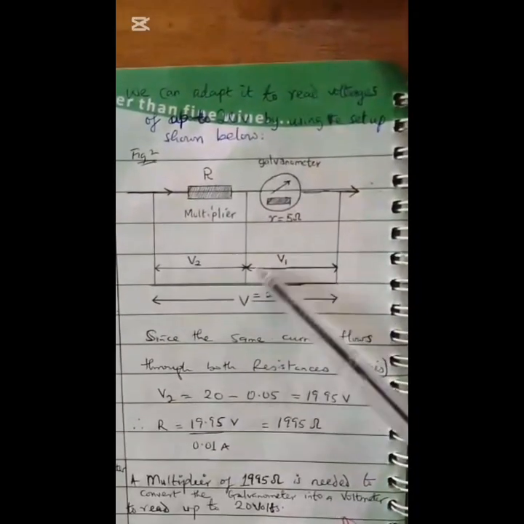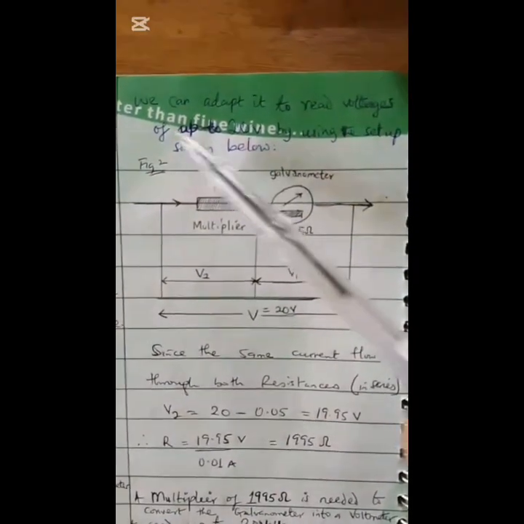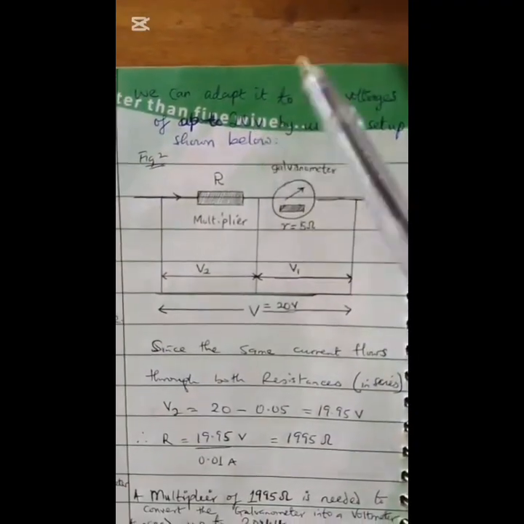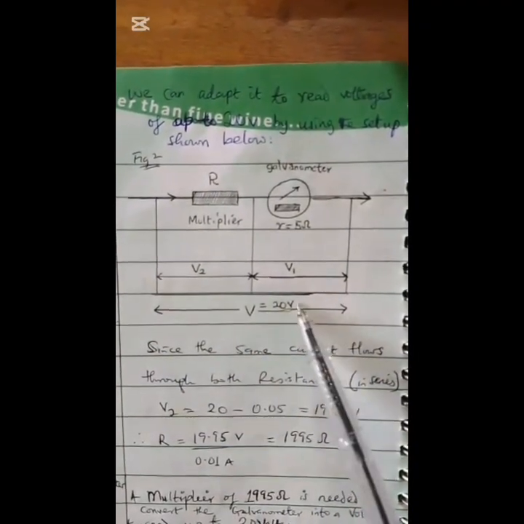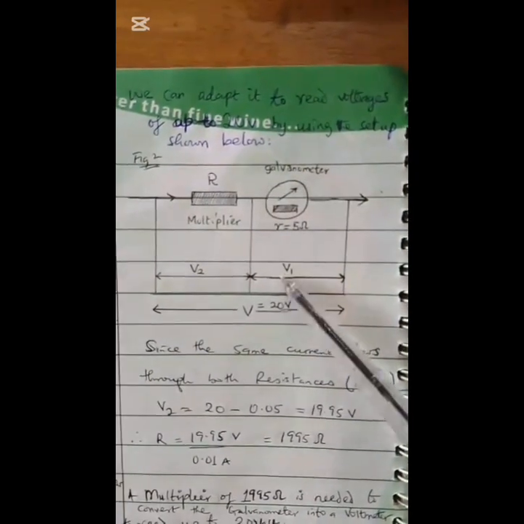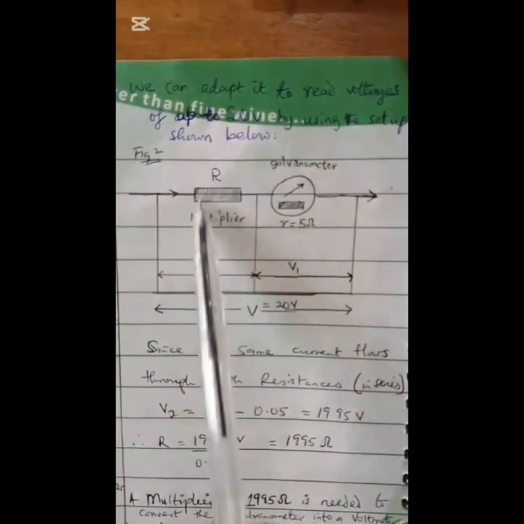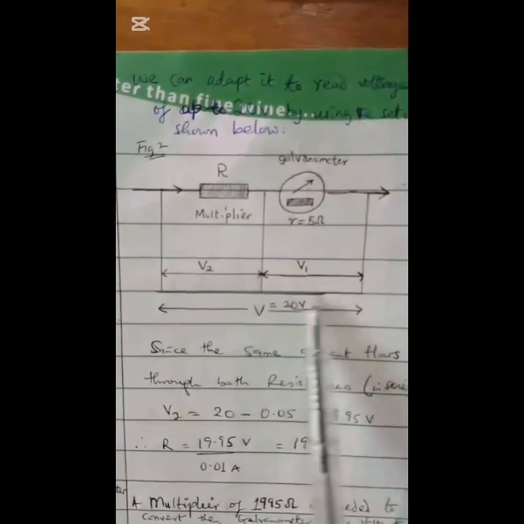Before we continue, I must say that what we're trying to do here is adapt our galvanometer into a voltmeter. We want to adapt it to read voltages of up to 20 volts. That's why you have this 20 volts here. We want to be able to read voltages up to 20 volts by using this setup. This is our multiplier. A high resistance in series with our galvanometer is called a multiplier. It's going to split this 20 volts.